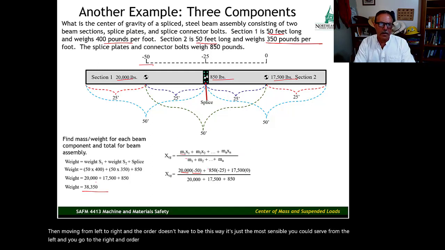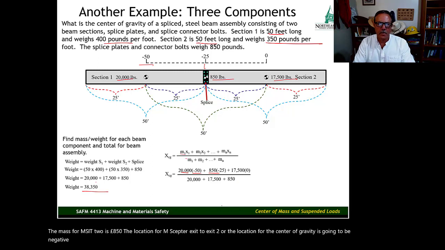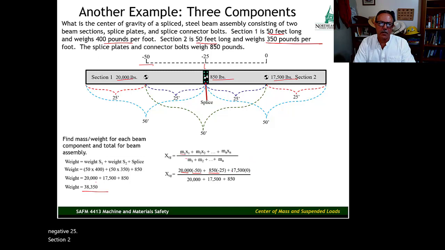Next we look at the splice plate. That's going to be M sub 2. The mass for M sub 2 is 850 pounds. The location for X sub 2, or the location for the center of gravity, is going to be negative 25. Section 2, the mass is 17,500 and the location is 0. Then in the denominator we have mass for section 1, 20,000, section 2, 17,500, and then section 3, or the splice plates, 850 pounds.